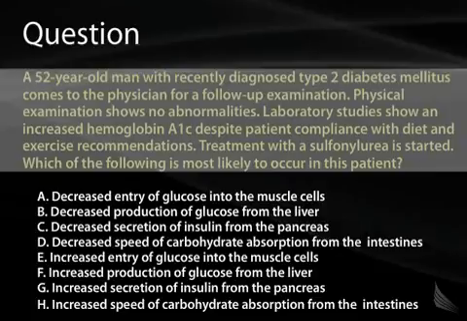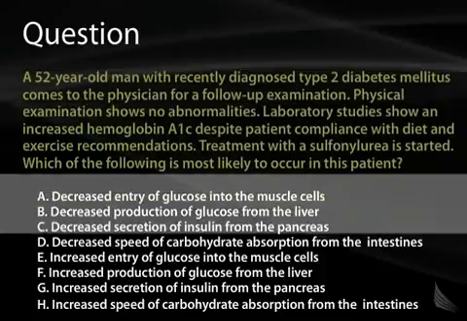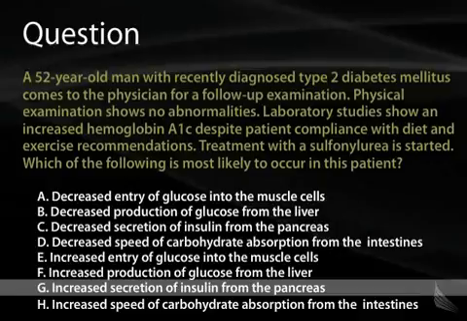Basically this question is asking what is the mechanism of action of sulfonylurea. If you look back on the previous slide, sulfonylureas work at the ATP-sensitive potassium channels, and they work by closing that channel. The closure of that channel results in the secretion of insulin, and that is how sulfonylureas work. So they close the ATP-sensitive potassium channel and thereby increase secretion of insulin from the pancreas, which is answer number G.